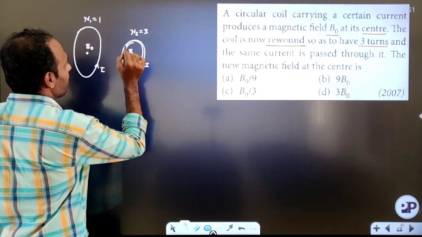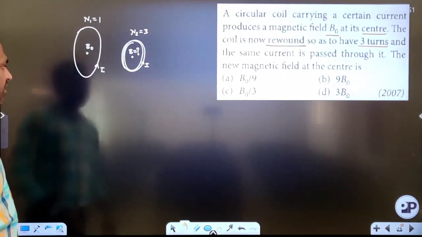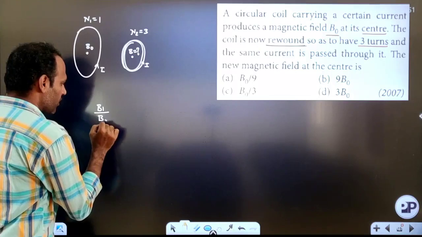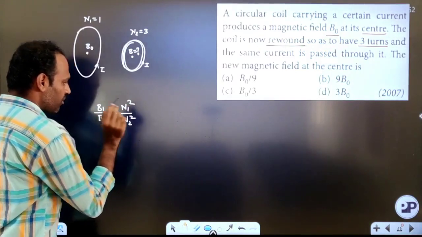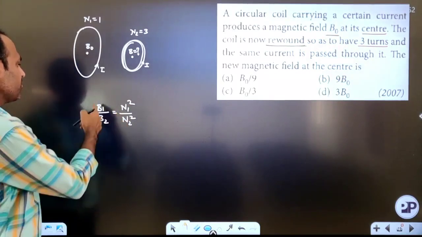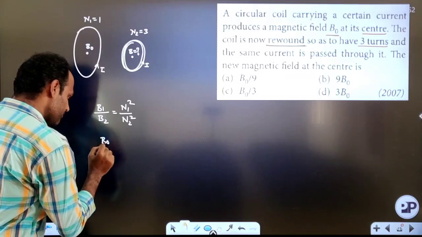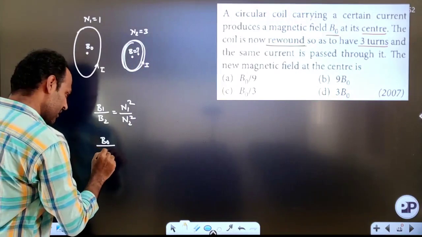They ask us this, right? I will call it as B only. They are asking what this B is. Since it is a rewinding case, we know this very well. B1 divided by B2 is equal to N1 square divided by N2 square, the shortcut formula which we have known, right? So B1 means what? Magnetic field before rewinding, that is B0, and B2 means magnetic field after rewinding, that is B.